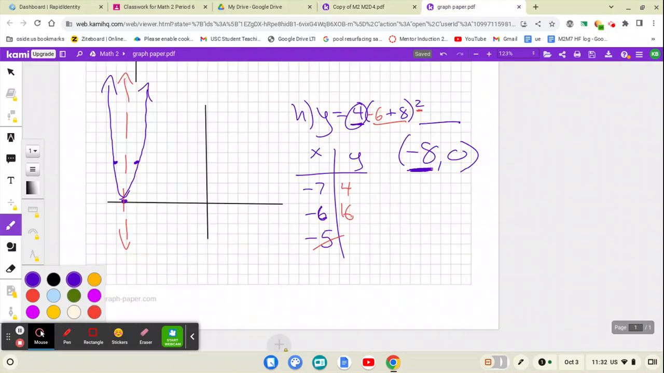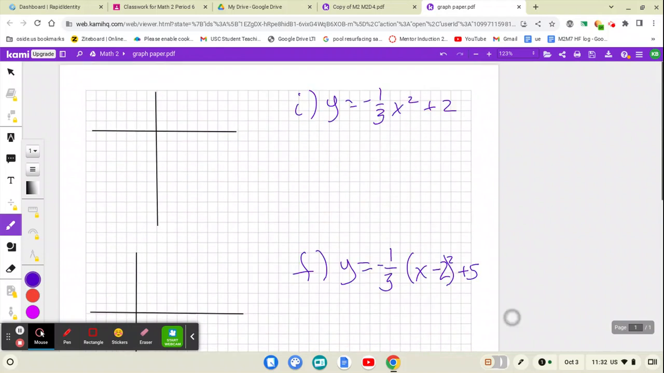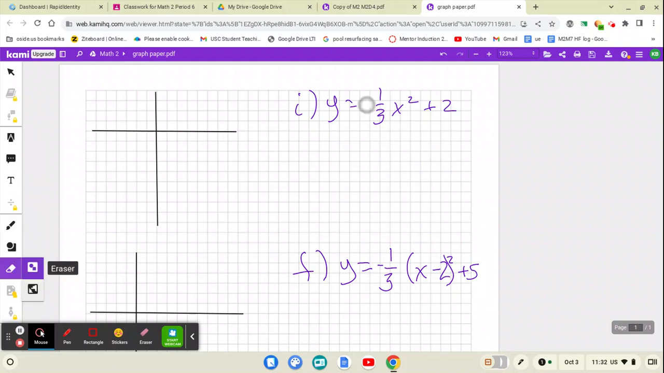The next one I'm going to do is I. Ooh, did I write it twice? Why am I picking 2 with -1/3? No, I is a +1/3. That's why. So let's erase that.